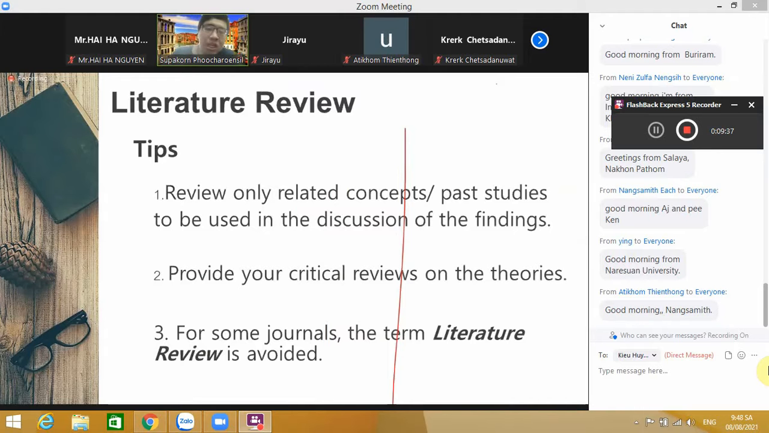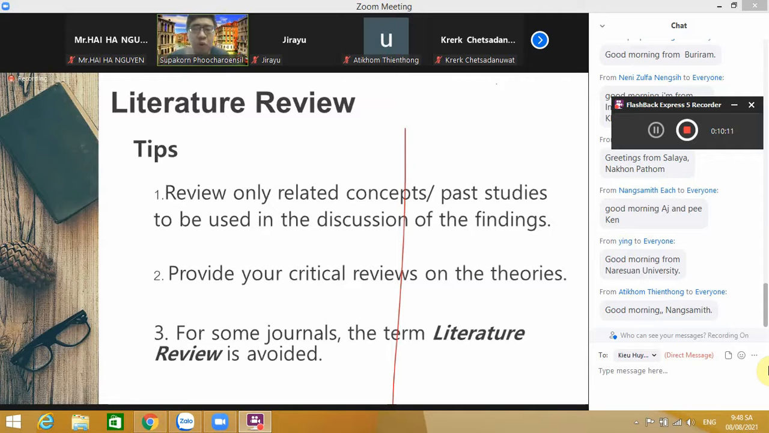So review only related concepts. Don't review everything. When you write your doctoral dissertation or your full report, it can be as thick as you prefer. It can contain anything that you would like to include. But for a research paper to get published in a journal, you are supposed to keep only related concepts that are going to be necessary for your discussion of the findings.